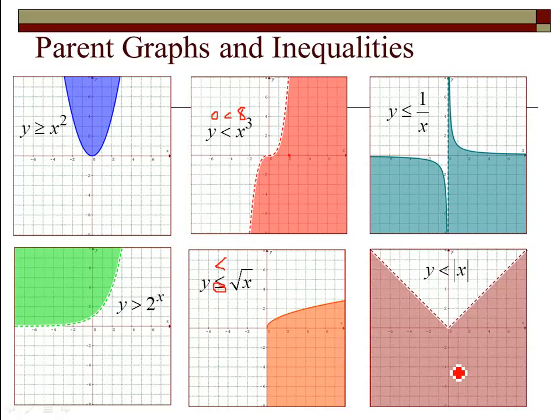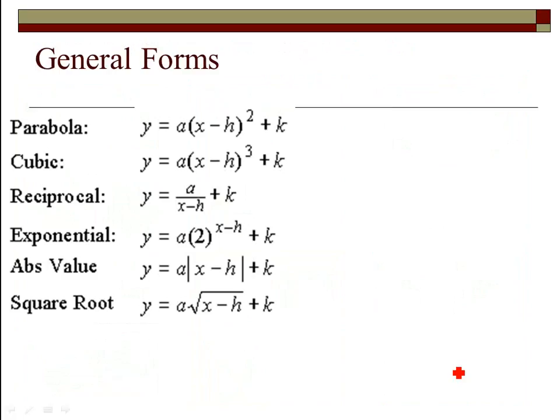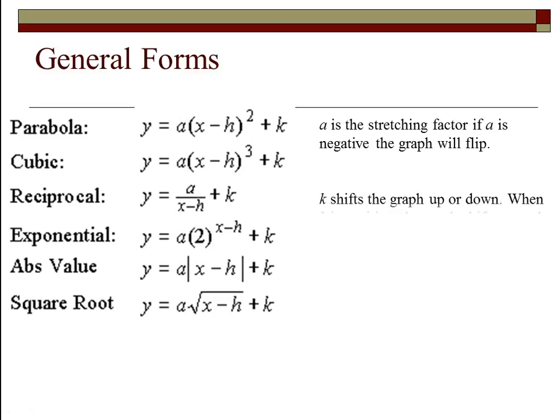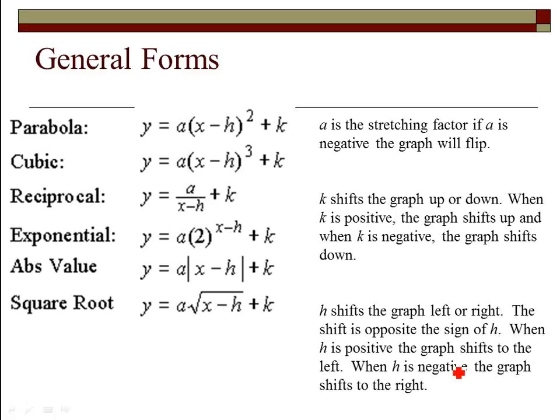Okay, so it gives you an idea. Just work with parent graphs. Now, you want to make sure you recognize your general forms and their transformations. So remember, a is our stretching factor. Sometimes we have to do a little bit of solving for it. Watch out when it's negative, with the flip. k is going to be shifting the graph up or down. And then h shifts our graph left and right.